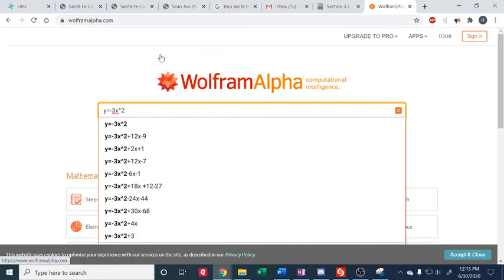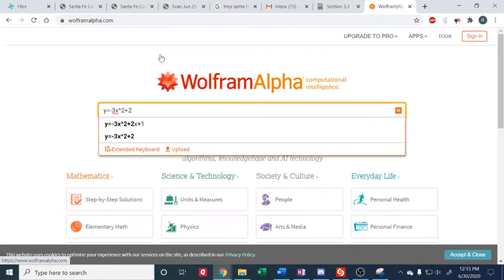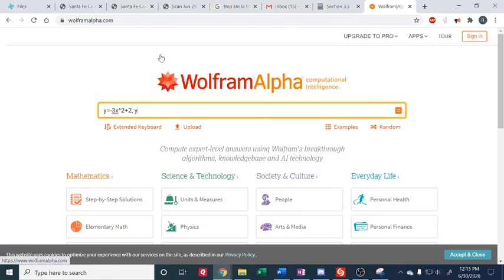Negative 3x squared, what was it? Plus 1 or minus 2? Plus 2. And then the other one was y equals, what was that? Negative 6x plus 5.